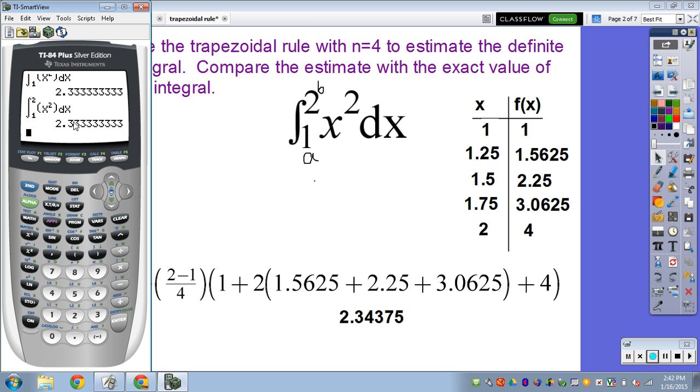And so the calculator is estimating 2.33. Our estimate is 2.343 or 344, which is pretty close. And so we did it correctly. And that is how you would use the trapezoidal rule to estimate the area under a curve.